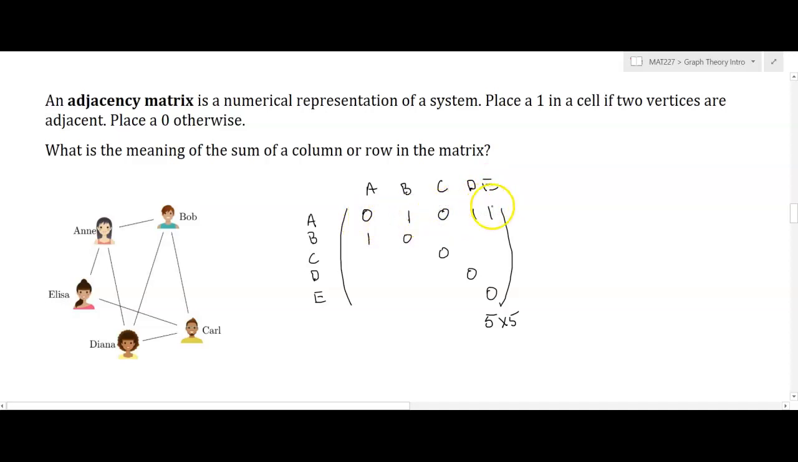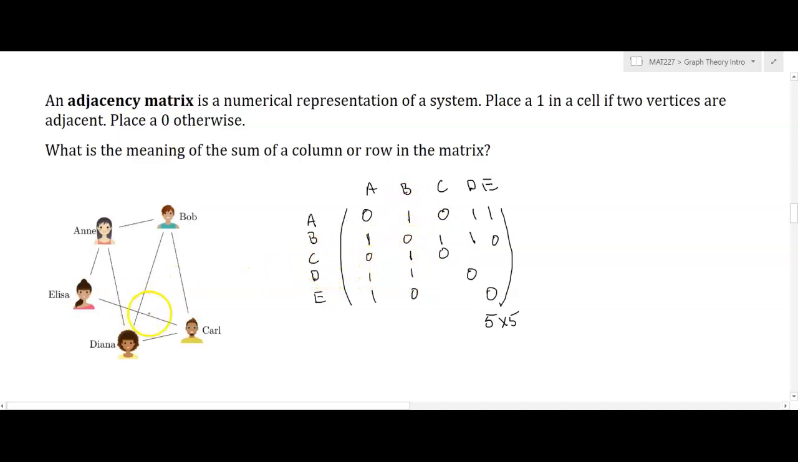And notice that this row 0, 1, 0, 1, 1 is the same thing going down for column A, 0, 1, 0, 1, 1, because again, Anne is connected to Diana and Elisa. For Bob, we see Bob is connected to Anne, Carl, and Diana, but not Elisa. And that 1, 0, 1, 1, 0 row will be the same as the 1, 0, 1, 1, 0 column.